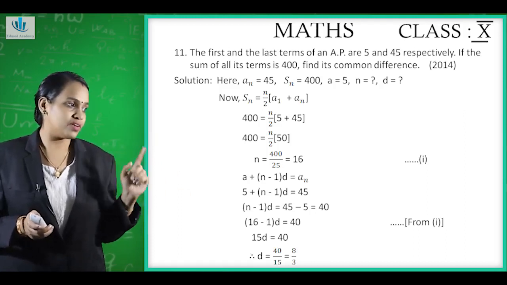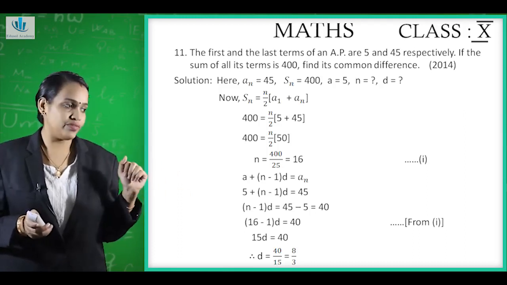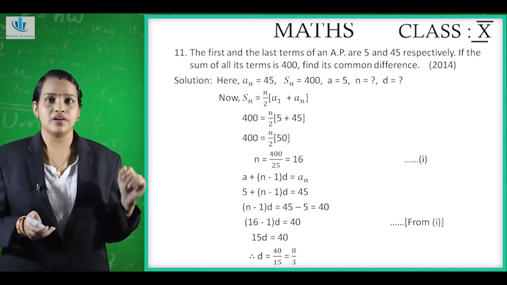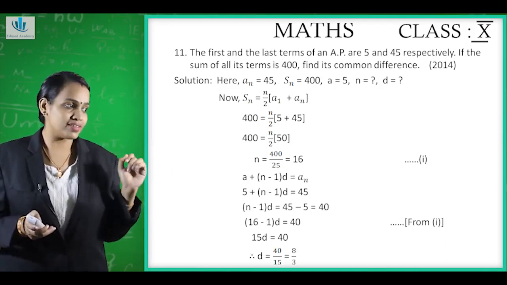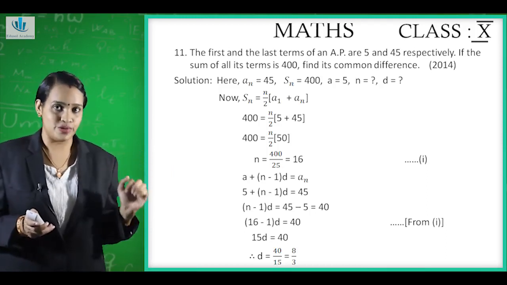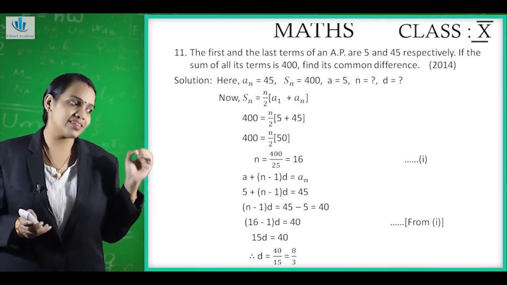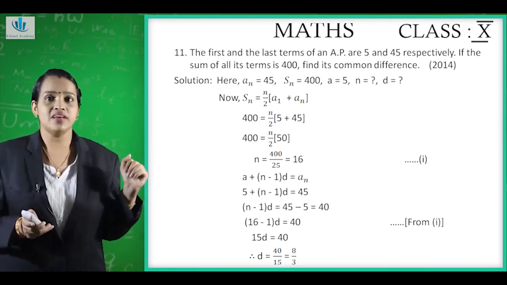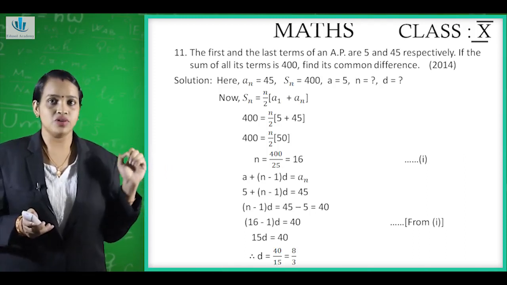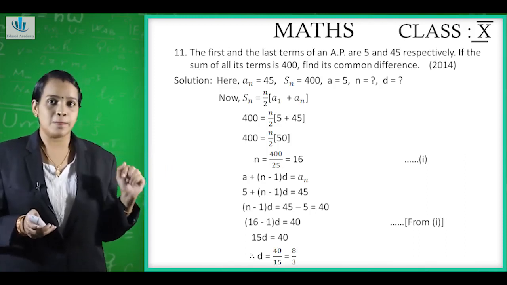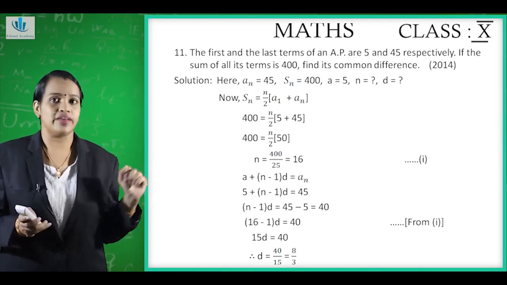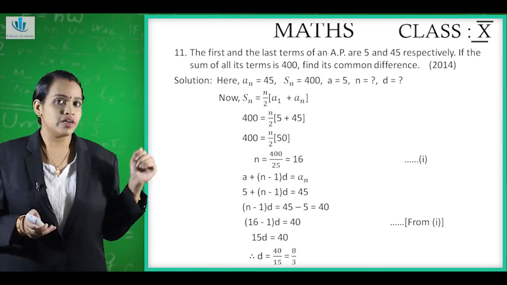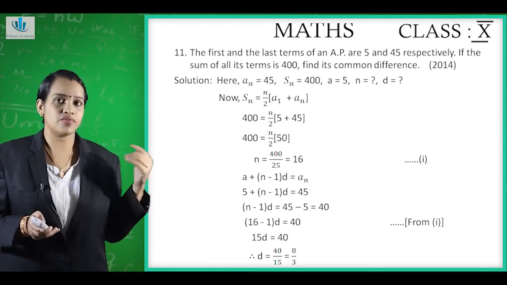Therefore a, the first term, will be 5. Now n we don't know. d that also we don't know. So we will put it as a question mark. Now you know the formula, Sn is equal to n upon 2 into (a1 plus an). Now Sn is already given in the question, it is 400, which is equal to n upon 2 into (a1, you know it is 5, plus an, you know it is 45). Therefore, 400 equals n upon 2 into (5 plus 45), which gives 50.